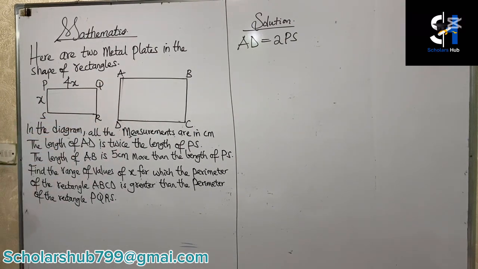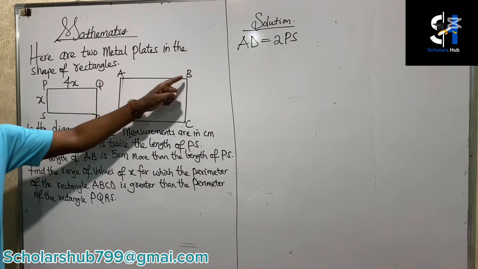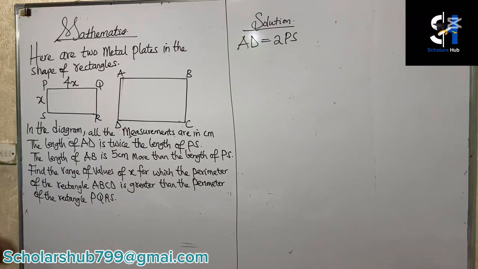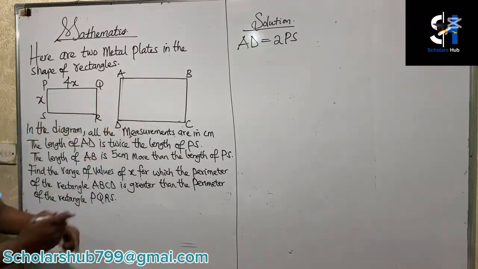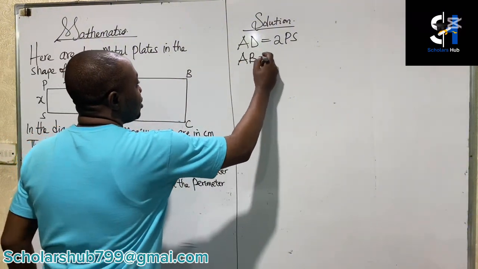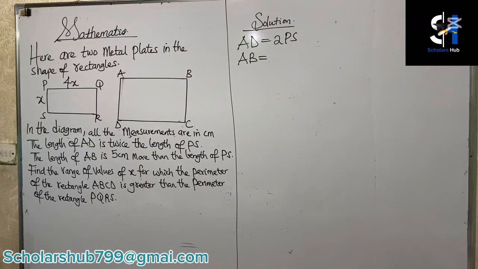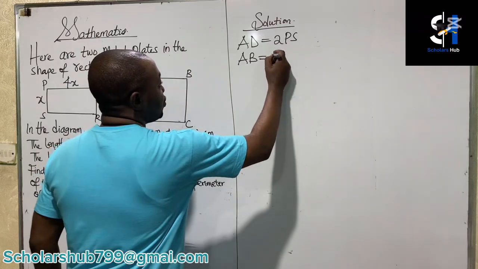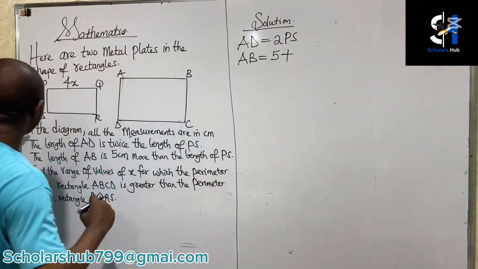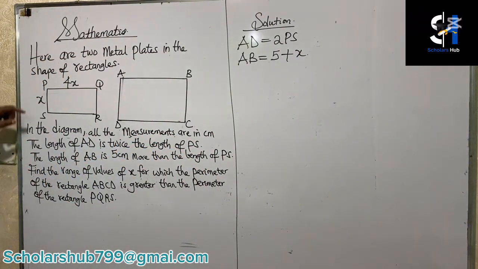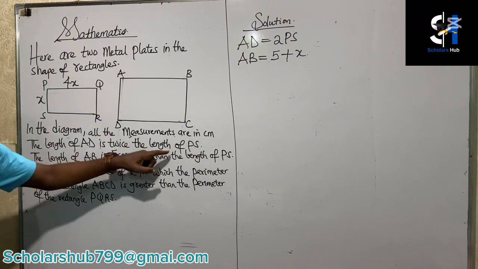This is AB. The length of AB is 5 centimeters more than the length of PS. So that means it will be 5 plus the length of PS, which is X. Remember, PS is X and then PQ is 4X.